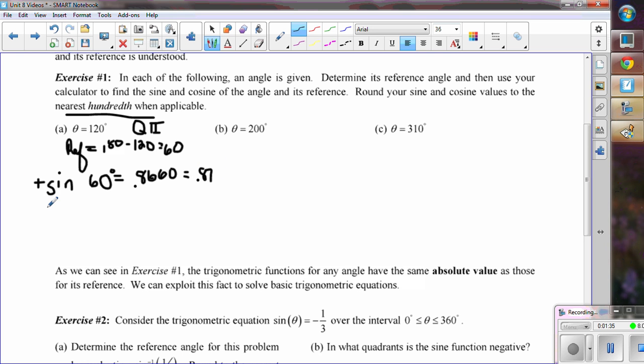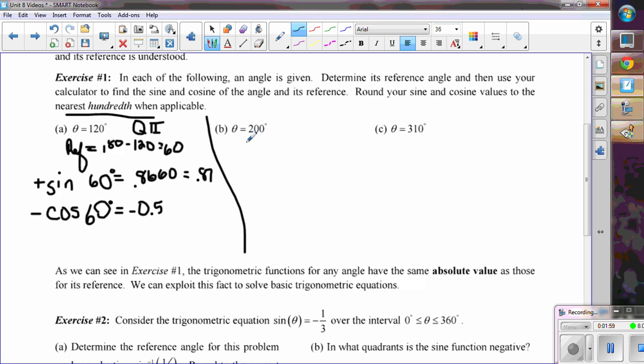And we're also asked to get cosine of 120 degrees. Well, that's the same as the cosine of 60 degrees. And in quadrant 2, x is negative, so cosine is negative. So this is going to actually be the negative cosine of 60 degrees. The cosine of 60 degrees is 0.5. And we have to throw the negative sign in front of it. So this is negative 0.5.